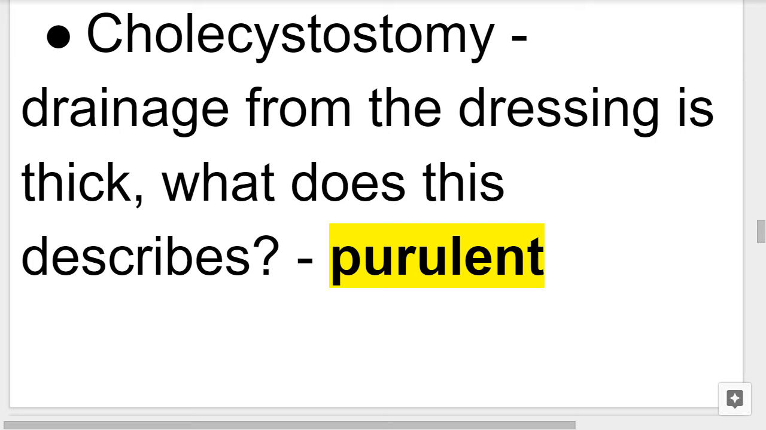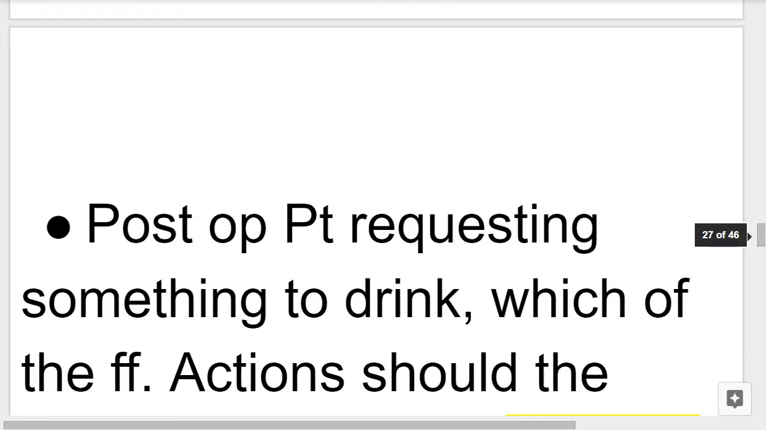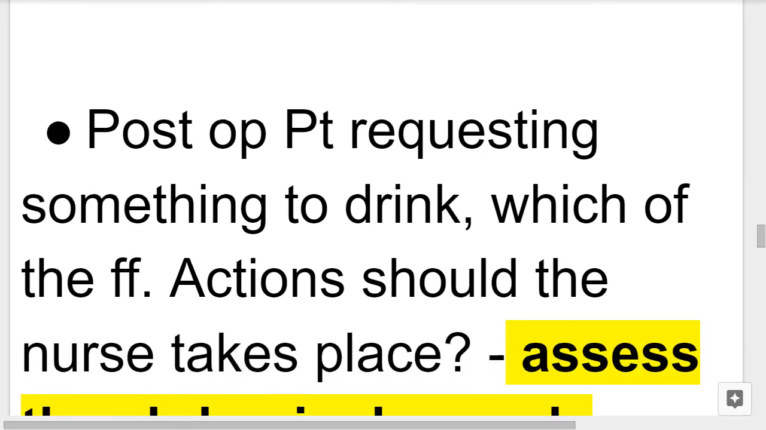Cholecystostomy. Drainage from the dressing is thick. What does this describe? The answer is purulent.